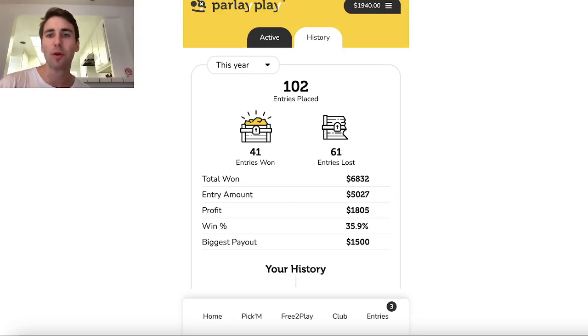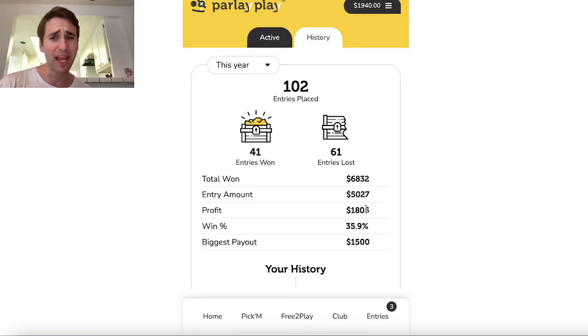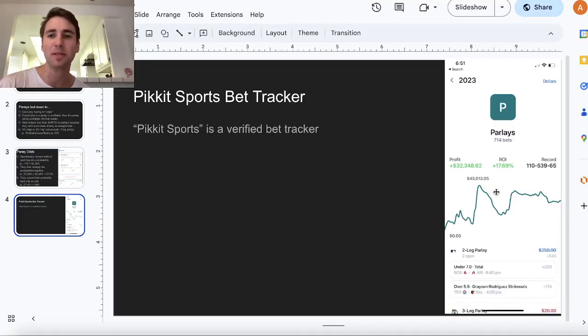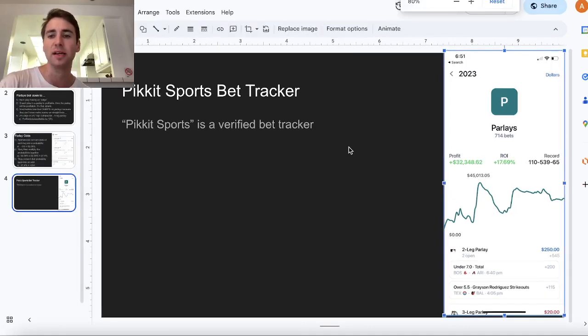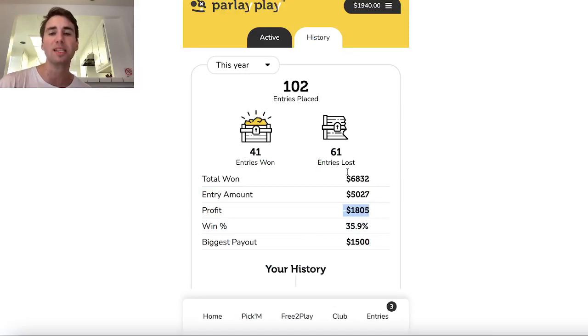But it's a platform where they only have a max bet size of $60. I've already been able to run up $1,800 in profit. And I've explained this before, but as a sharp bettor, you can absolutely make money betting on parlays. So I'm not sure if you can see it here, but currently on parlays in 2023, I use a bet tracker, a verified bet tracker. It syncs with all your sportsbook accounts. It's called Pickit. I'm up $32,000, right? And that's all possible because I have a bunch of sportsbook accounts.